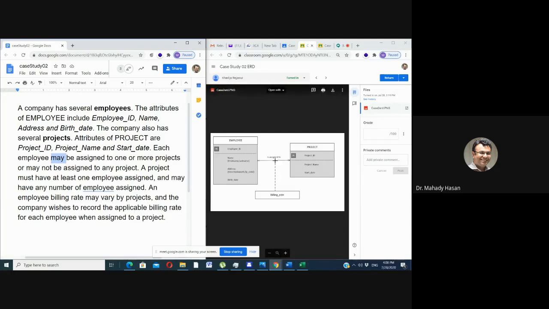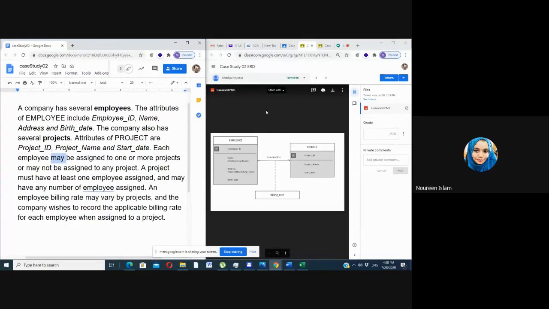Billing rate you have put as a relationship attribute. Very good, excellent job. So you got full marks. There is no problem in this ER diagram. Great. Thank you, sir. Is there any question from others? No, sir. So is it clear? These are the same. Very good.